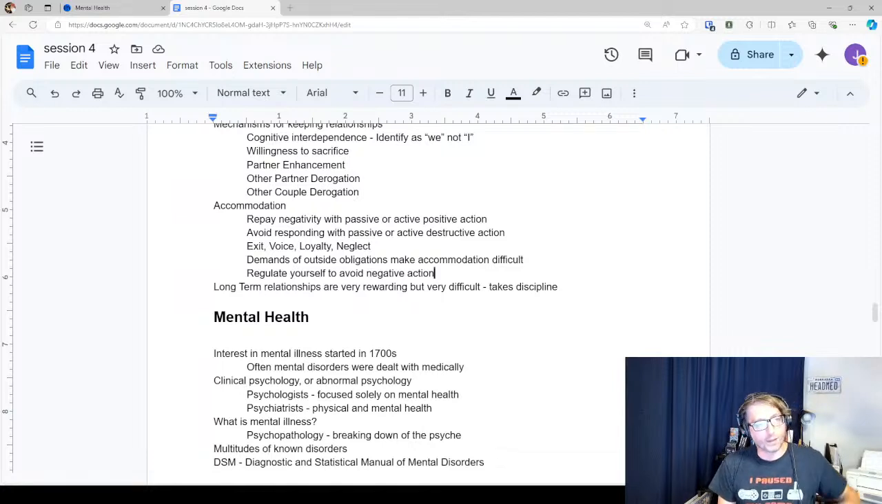from work and stuff. Another way to help your relationship is to avoid negative action. Regulate your own emotions. You can pursue therapy or whatever to deal with your issues, or change your job. There's a lot of different ways that we can try to regulate ourselves in order to deal with the relationship.